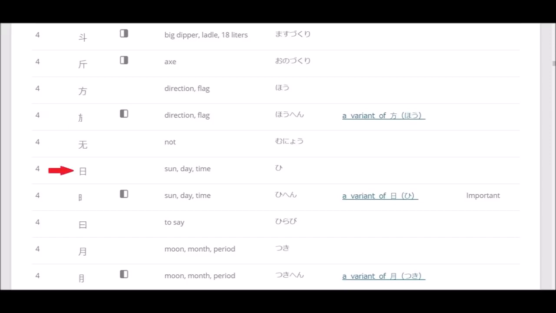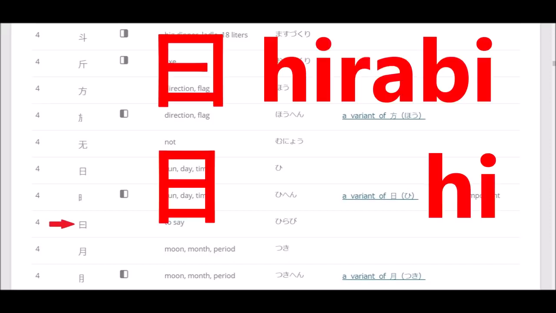Muhen, which is not. Hi, which I mentioned earlier in the video, which is sun, day, or time. And as you can see, there's variants. So hi-hen is this hi radical to the left of the kanji. And then there's the kanji that looks like he that isn't really he. And if you have astigmatism, you won't catch this, but look at this. Hirabi, this kanji right here, if you look, this middle line does not go all the way to the right.